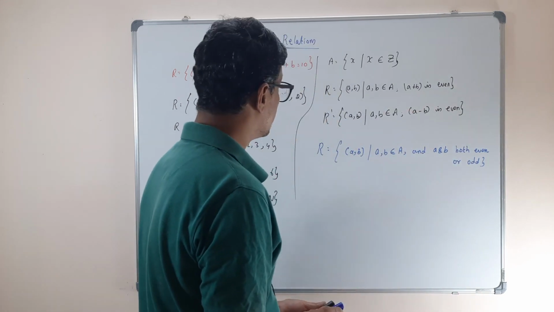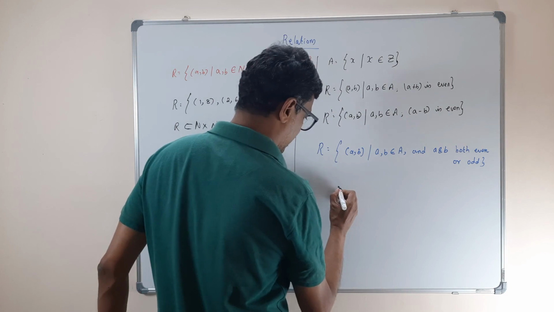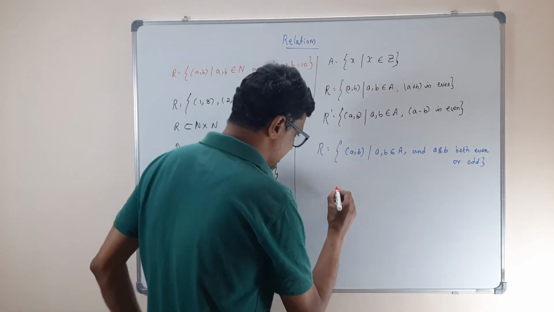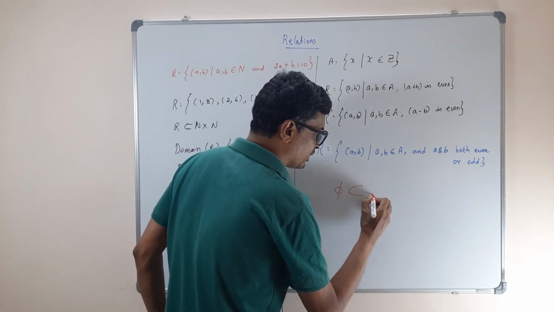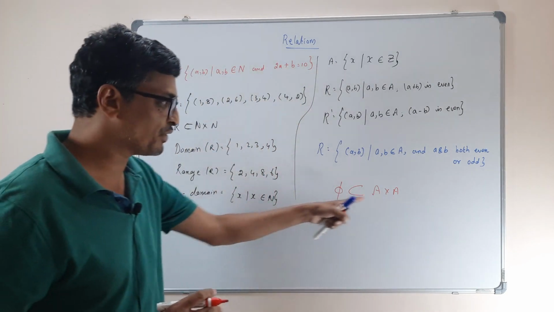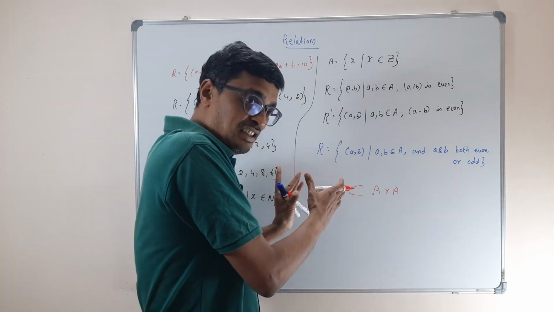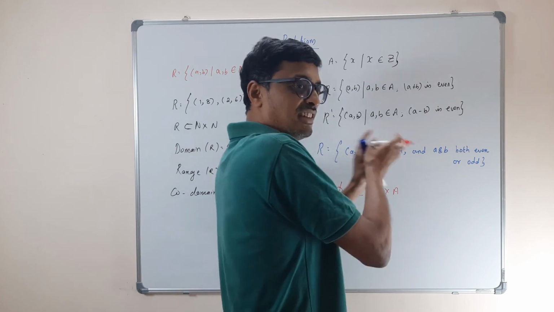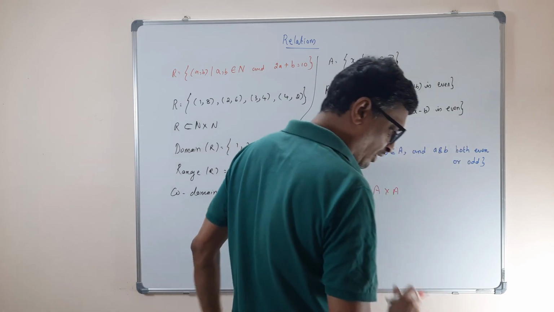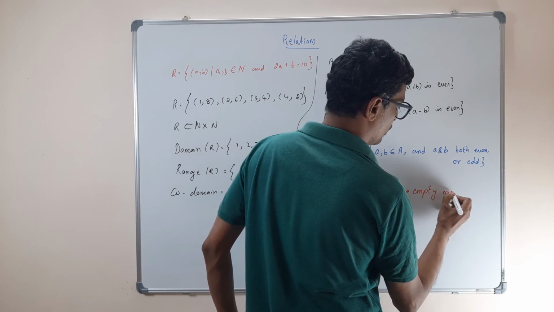A null set. Can a null set be a relation? Yes, correct. So for any binary relation, the null set is a subset of A cross A. Anything, any set which is a subset of A cross A can be a relation. So this is a relation also, and it is called an empty or void relation.